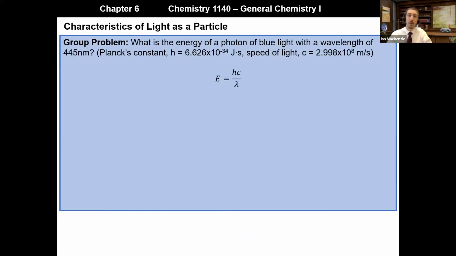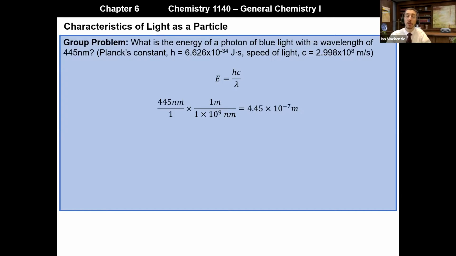So we have the equation: energy is equal to Planck's constant times speed divided by the wavelength. And we could just plug these values in, but we'll note that our wavelength is in nanometers, whereas our speed is in meters per second. So the length unit will not cancel. The first thing we have to do is convert nanometers to meters so that it will cancel with the meters in the equation. So take 445 nanometers, use the conversion factor between nanometers and meters to convert to 4.45 times 10 to the minus 7th meters.